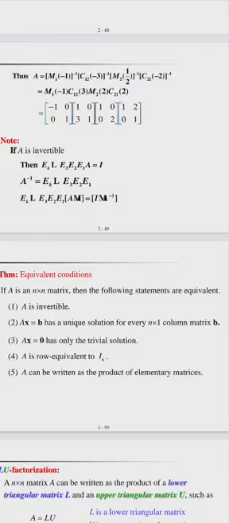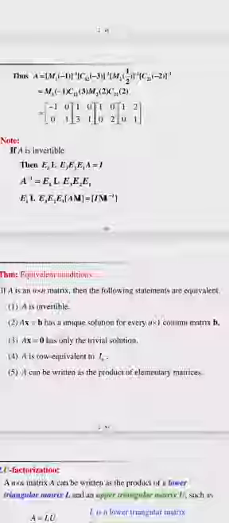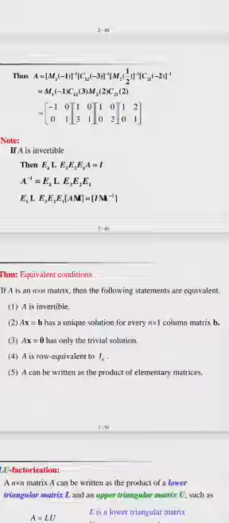Theorem, equivalent conditions. If A is an n by n matrix, then the following statements are equivalent. An n by n matrix is a square matrix. Then the 5 conditions are satisfied for the matrix of order n by n. The first one is A is invertible. The second condition is Ax equal to B has a unique solution for every n by 1 column matrix B.